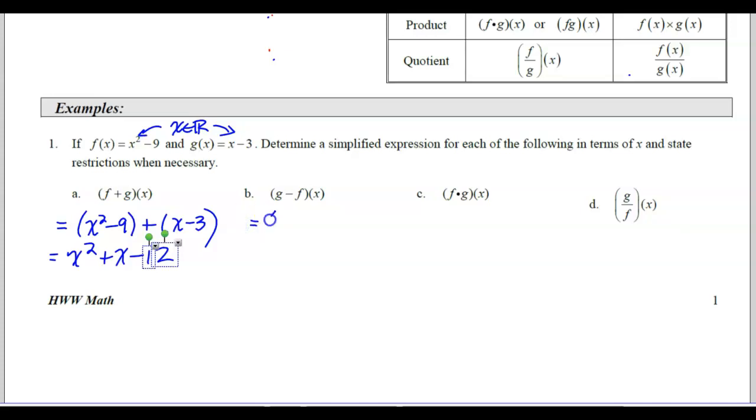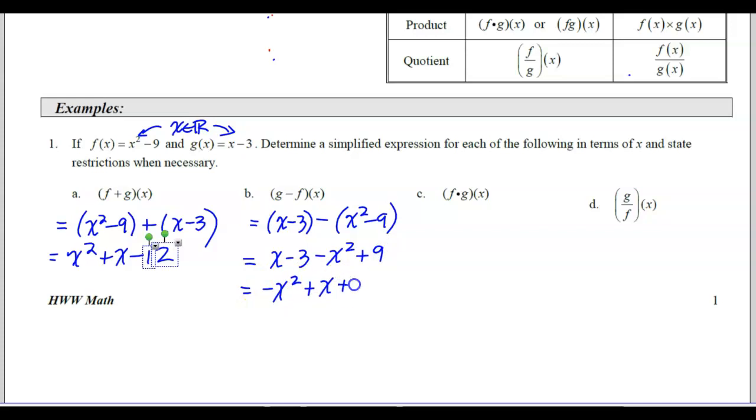Now g goes first, so that's x minus 3, and we're subtracting x squared minus 9. I do recommend brackets when you're subtracting because you have to subtract each term, and if you forget to change the sign, you'll get it wrong. Okay, so now when I get rid of the brackets, it's minus x squared plus 9. And then I like to show it in descending order of degree. Okay, that's proper form for a polynomial function. And again, it's quadratic, all real numbers.